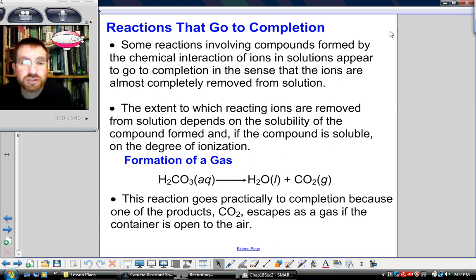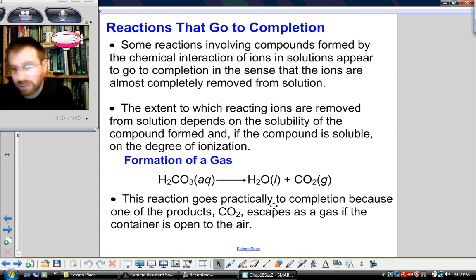Reactions that go to completion. Some reactions involving compounds formed by the chemical interaction of ions in solutions appear to go to completion in the sense that the ions are almost completely removed from solution. The extent to which reacting ions are removed from solution depends on the solubility of the compound formed and, if the compound is soluble, on the degree of ionization. Formation of a gas.